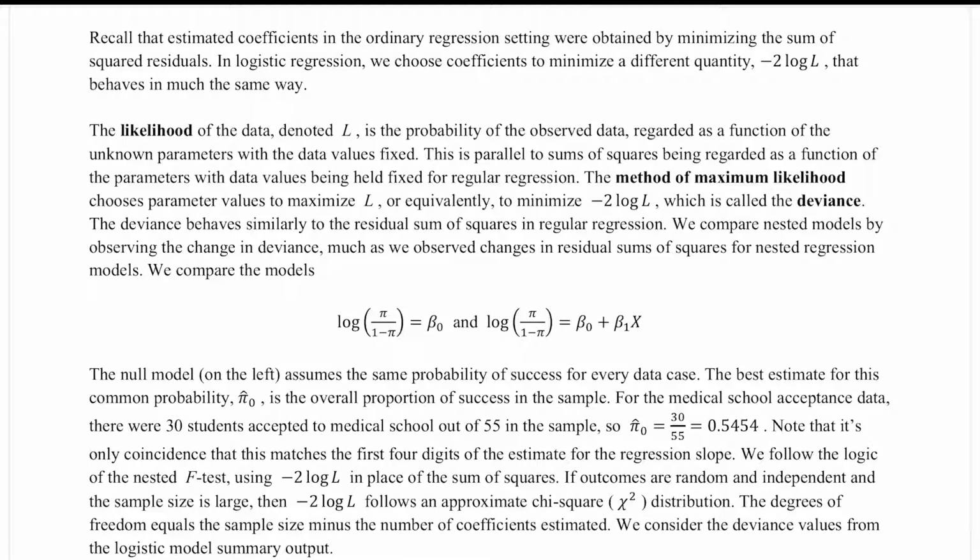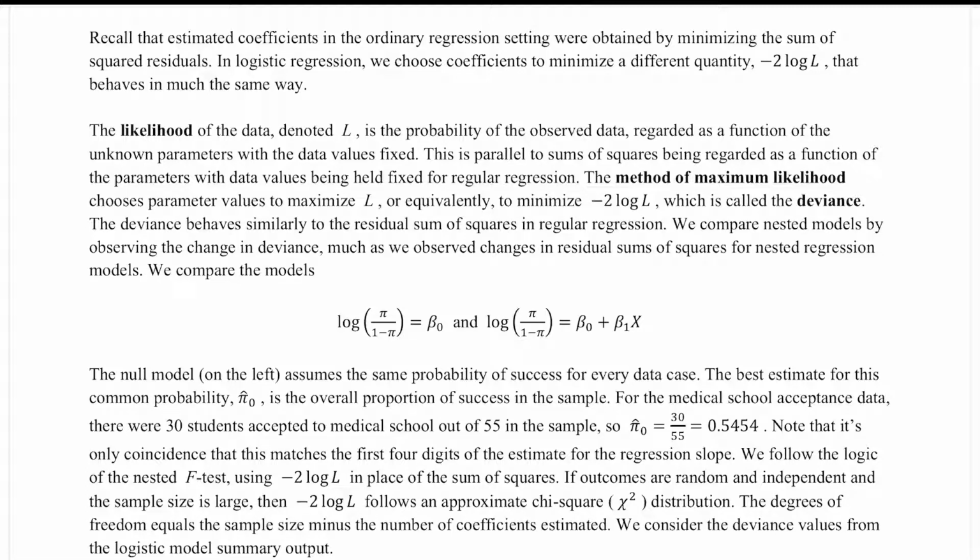Okay, this next section is basically talking about how the parameters or the estimated coefficients are arrived at. We're not doing least squares regression, so we're not minimizing the sum of squared residuals in this case. We're actually minimizing this thing called deviance.